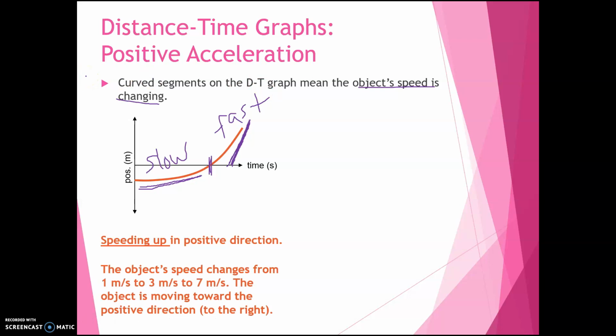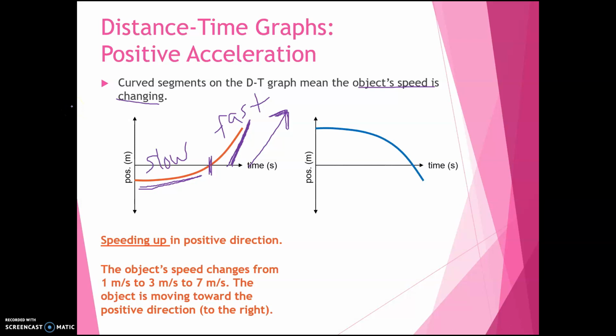For example, the object speed changes from maybe 1 meter per second, 3 meters per second, to 7 meters per second. So the object is moving towards the positive direction because we have this positive slope where we're moving towards the positive portion of the graph. So maybe the object's moving to the right, or it could be north.